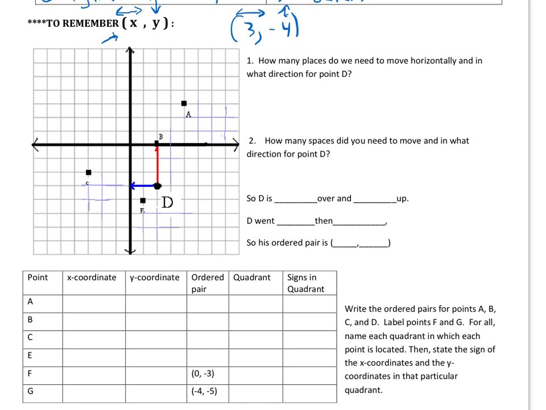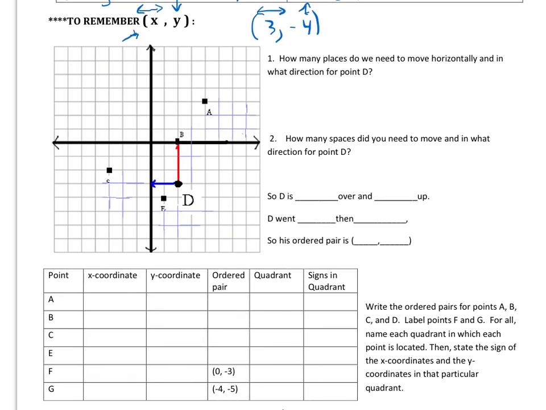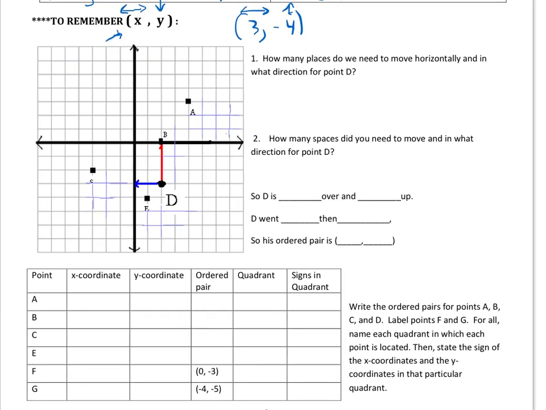Let's talk about these questions right here. Question number 1: how many places do we need to move horizontally? This is really important. Horizontally, we should know, is left or right, and the axis that tells us left and right, or horizontal, is the x-axis. You have to memorize that horizontal means left and right, which is the x-axis.